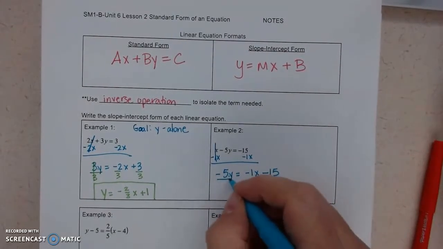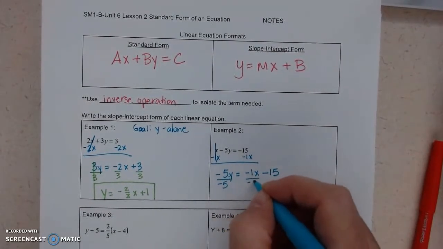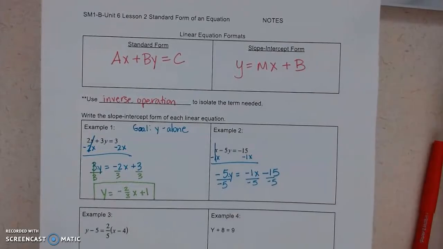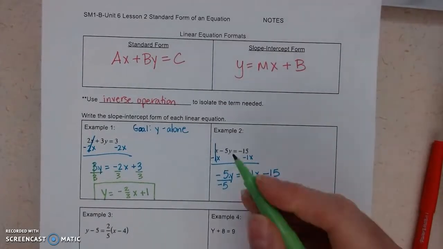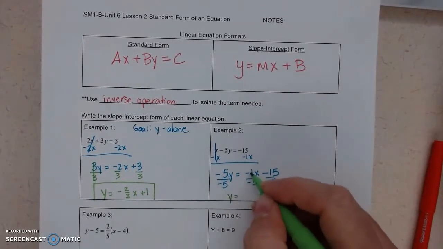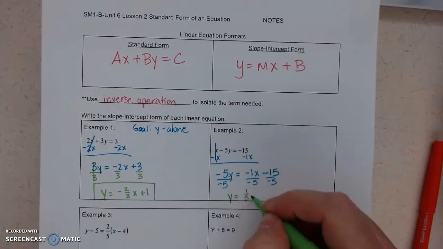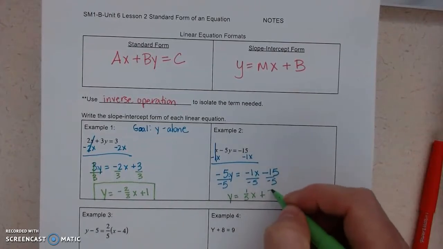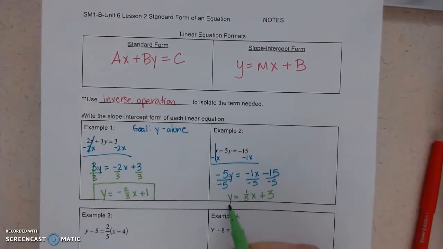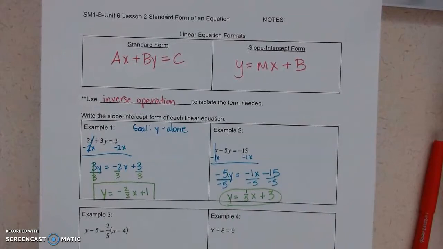Next, since those are being multiplied, we're going to divide every term by negative 5. So we are left with y equals a negative divided by negative is 1/5 x, and then positive 3. So here is our slope-intercept form.